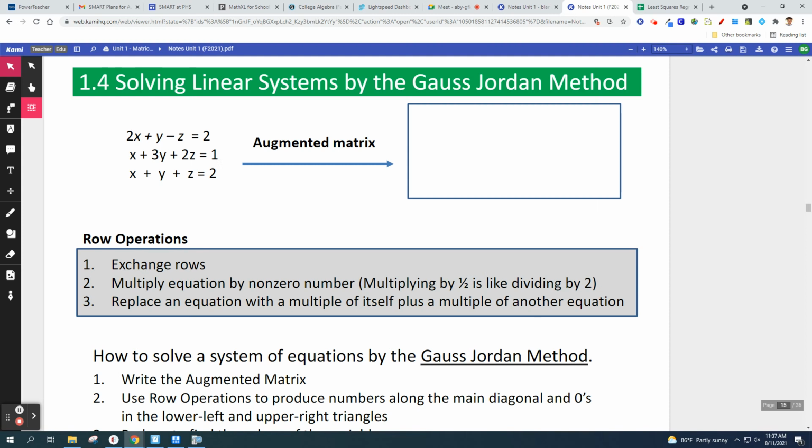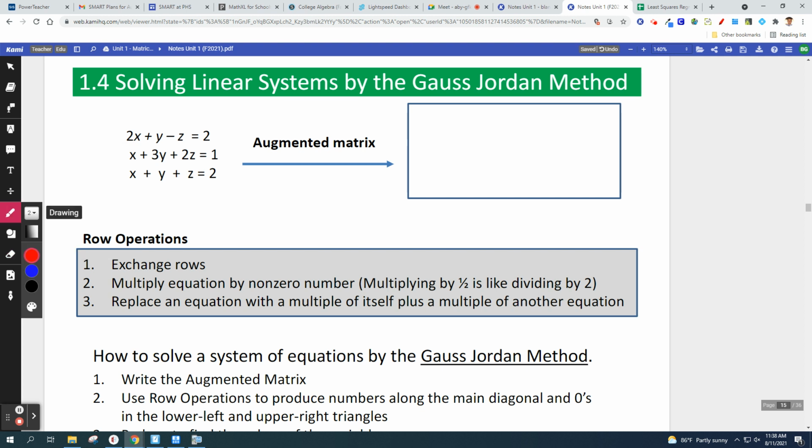1.4, solving linear systems by the Gauss Jordan method. Gauss Jordan is just kind of the next logical step past echelon method. If you remember echelon method, we wanted a triangle. And so we were going to do this. That's not what I want here. That is not what I want with Gauss Jordan.